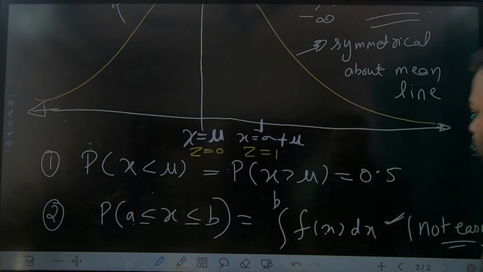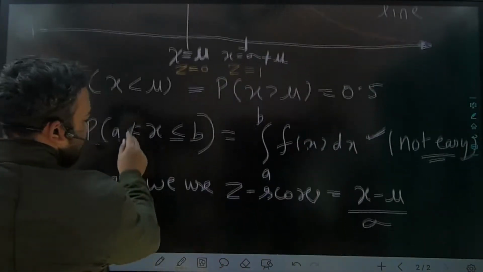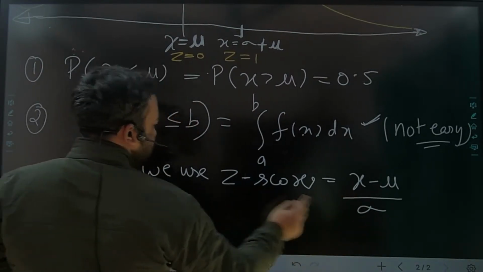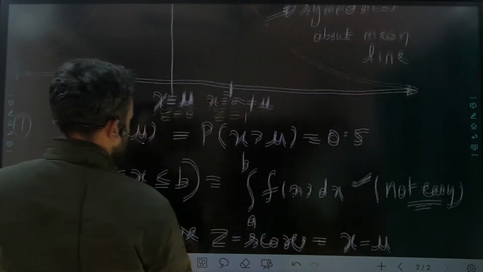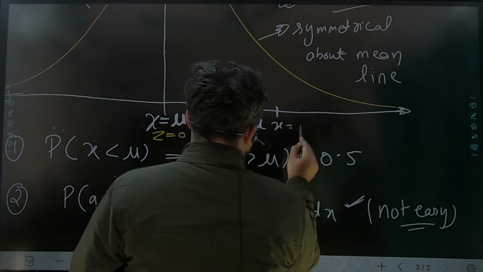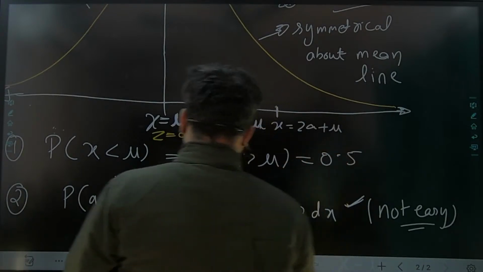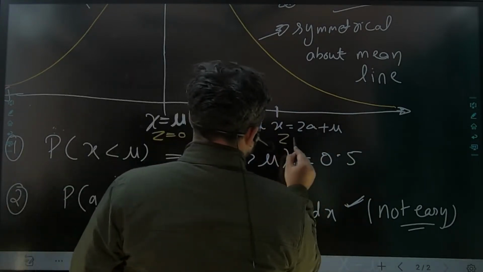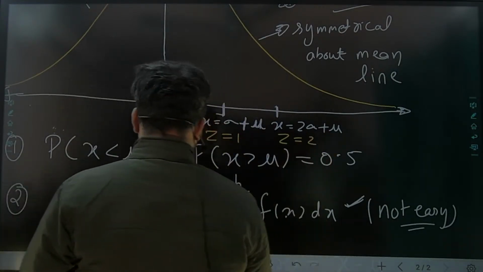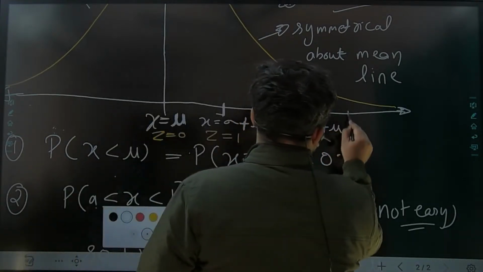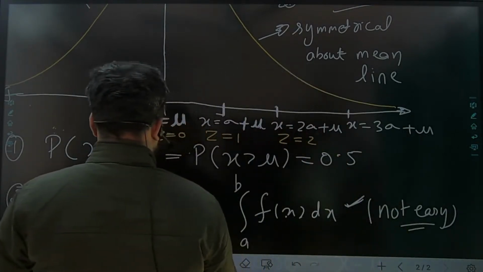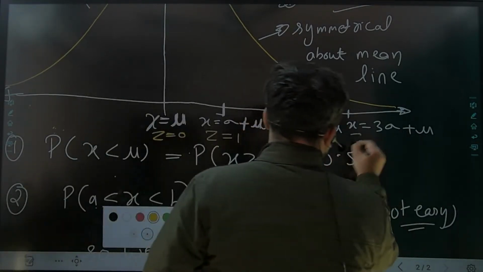When z is equal to 2, so x is 2 sigma plus mu. So when x is equal to 2 sigma plus mu, we have z value equal to 2. And when we have z value 3, the x value will be 3 sigma plus mu, or z is equal to 3.